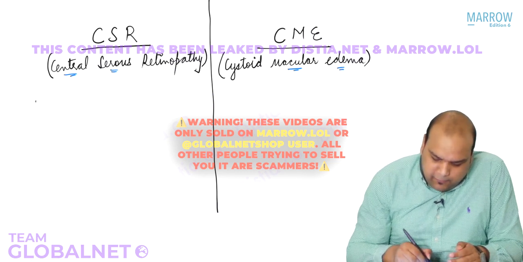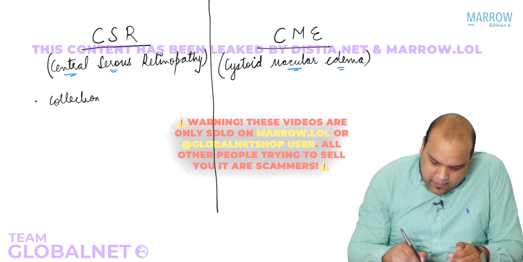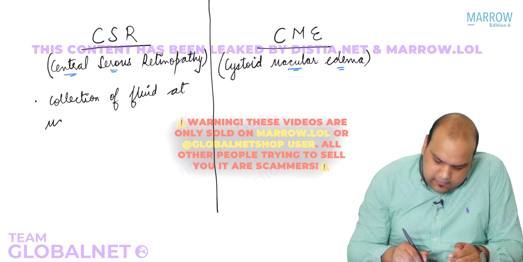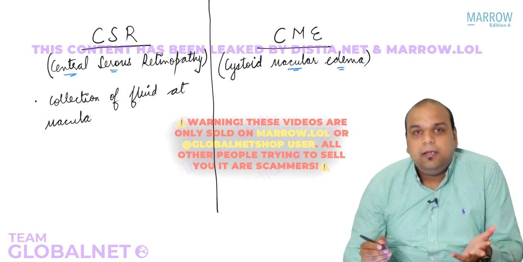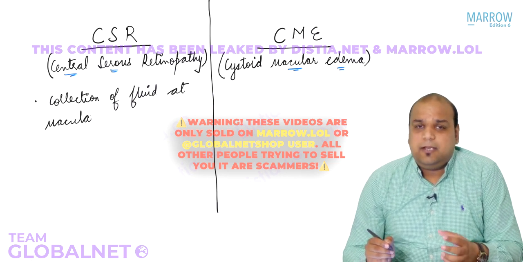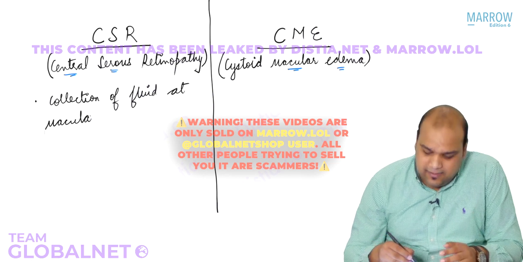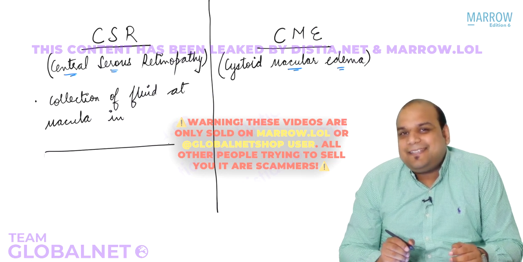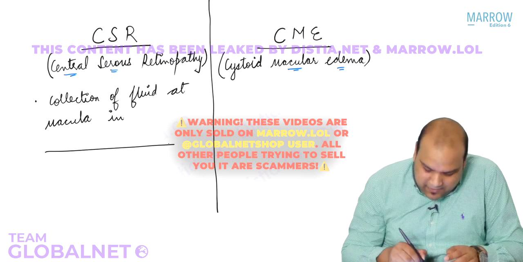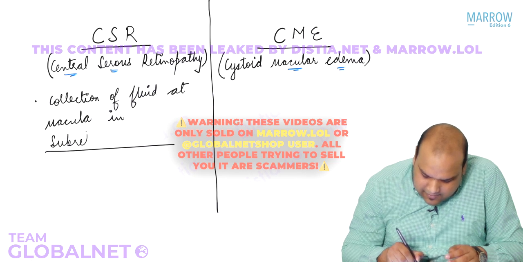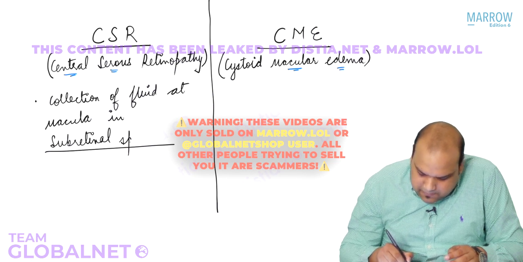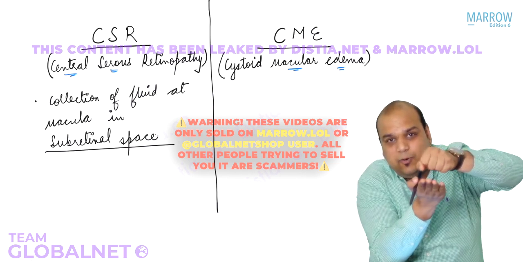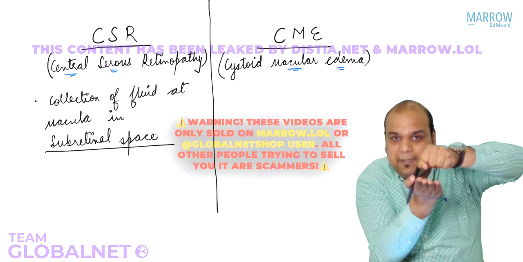If I try to define them for you, I will say CSR is collection of fluid at macula. But where in the macula? There are so many layers in the macula, in the retina. Anybody? Where does the fluid collect in CSR? Yes, very good. Subretinal space. Collection of fluid at the macula in the subretinal space. Yes or no? The space between neurosensory retina and pigment epithelium.